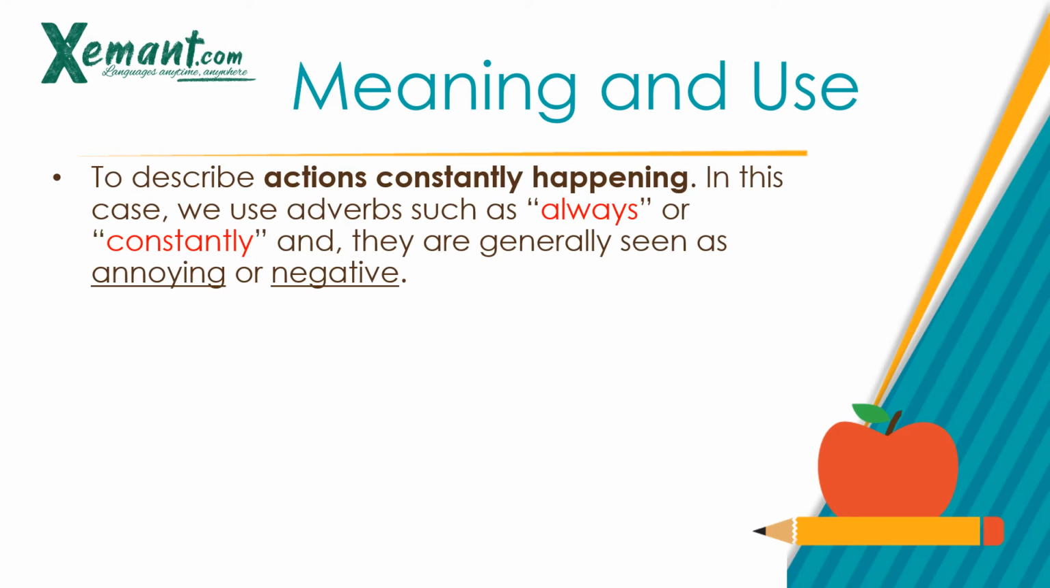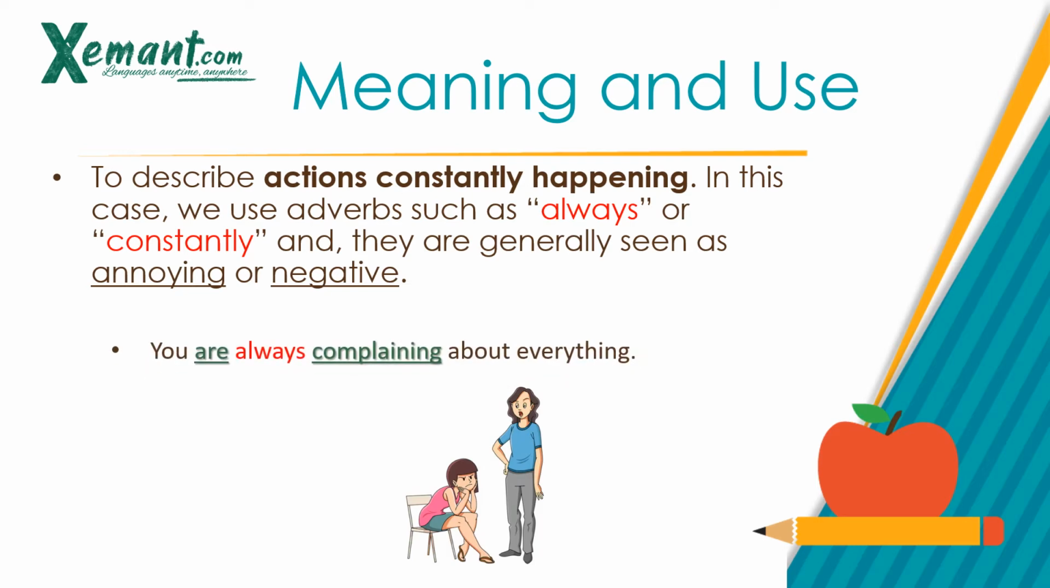And you can also use the present continuous to describe actions constantly happening. And in this case, we use adverbs such as always or constantly, and they are generally seen as something annoying or negative. For example, you're always complaining about everything. So in this case, it has a negative connotation.